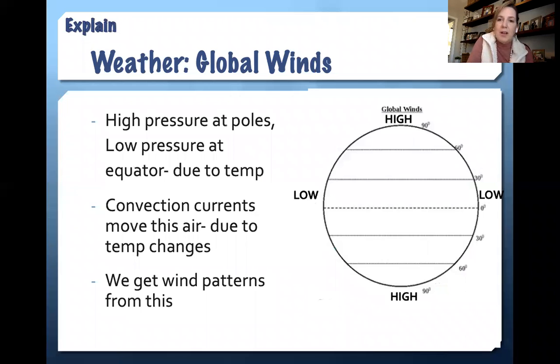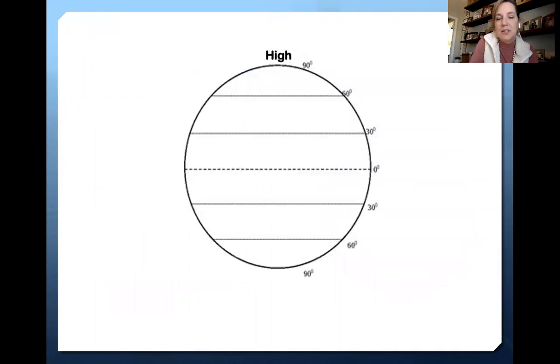To start with, we've got areas of high pressure at the poles and low pressure near the equator, okay? Convection currents occur in each level of these altitudes, and that is what gives us our wind patterns, okay? The first thing I want you to see is we've got the high and the low again, and this is the equator on our globe.